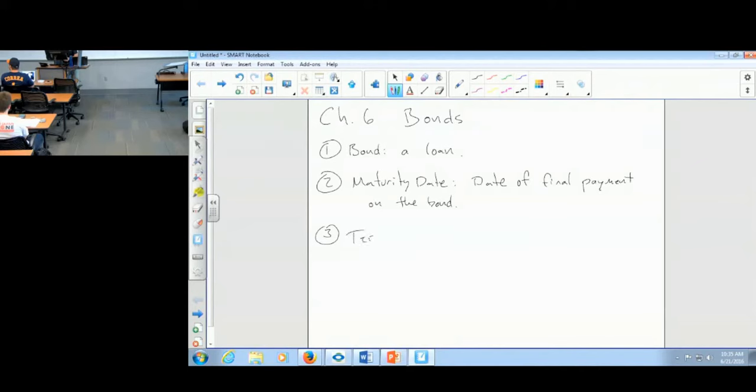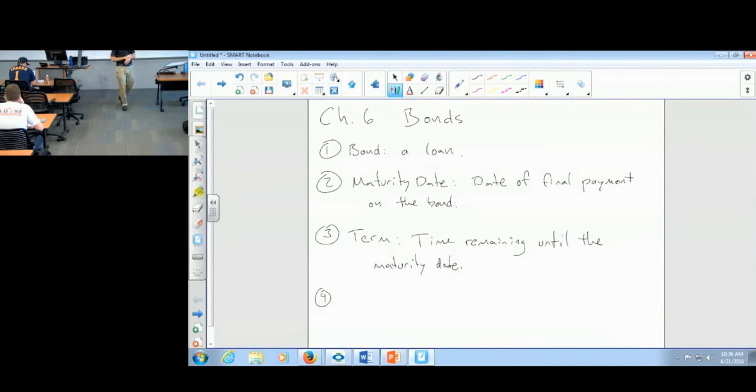Associated with the maturity date is something we call term. The term is just the time remaining until the maturity date. So if there's 5 years remaining until the maturity date on this bond, the term of the bond is 5 years. Just how much time is left.